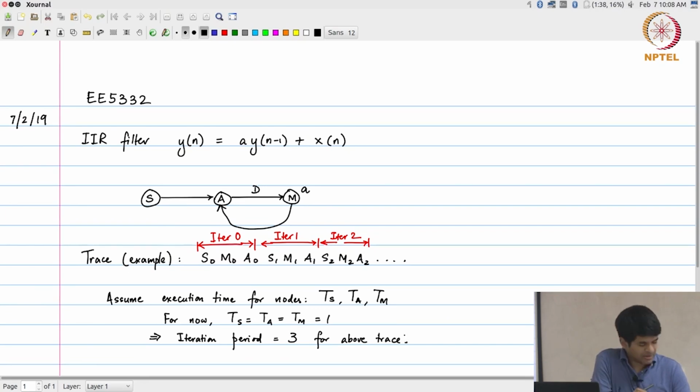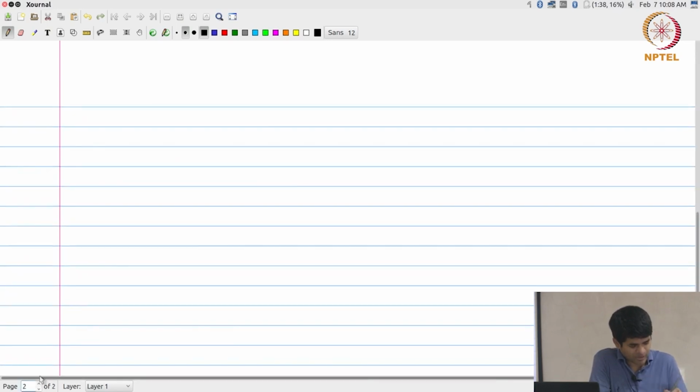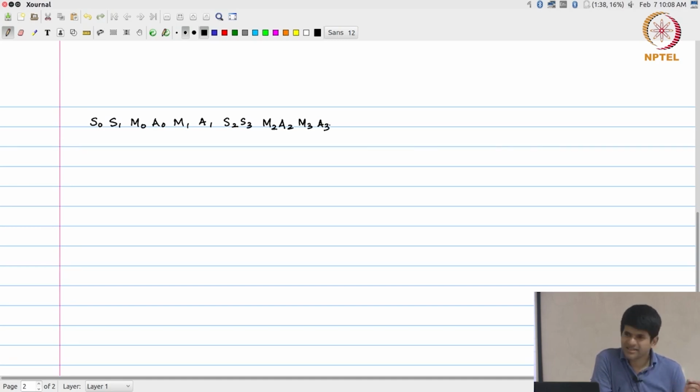Okay. Now, let us look at a slightly different trace for the same graph. Okay. What I am going to say is S0, S1, M0, A0, M1, A1, S2, S3, M2, A2, M3, A3, right. This is also a valid trace, right.